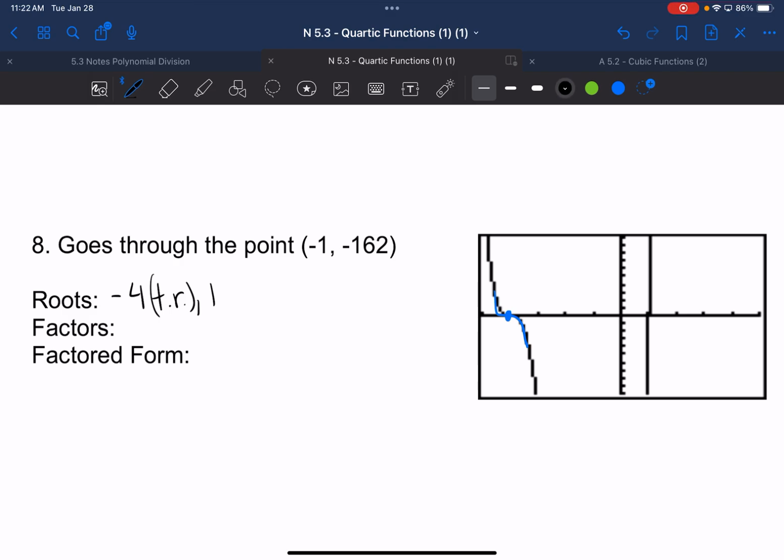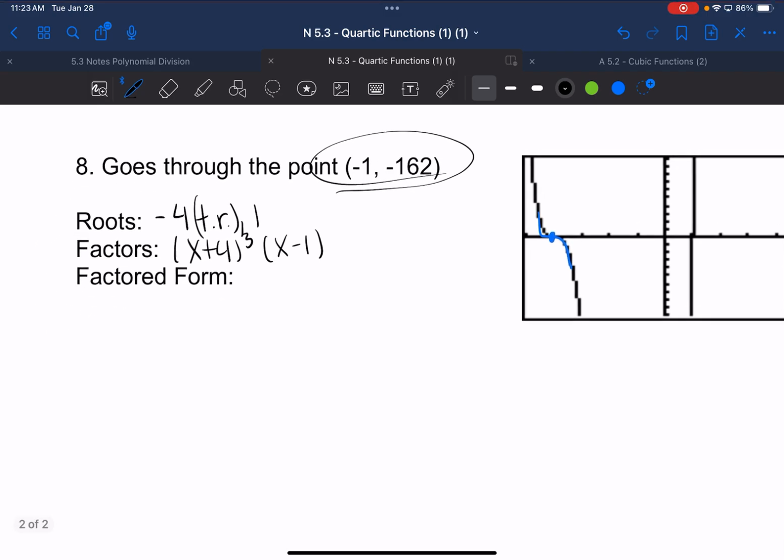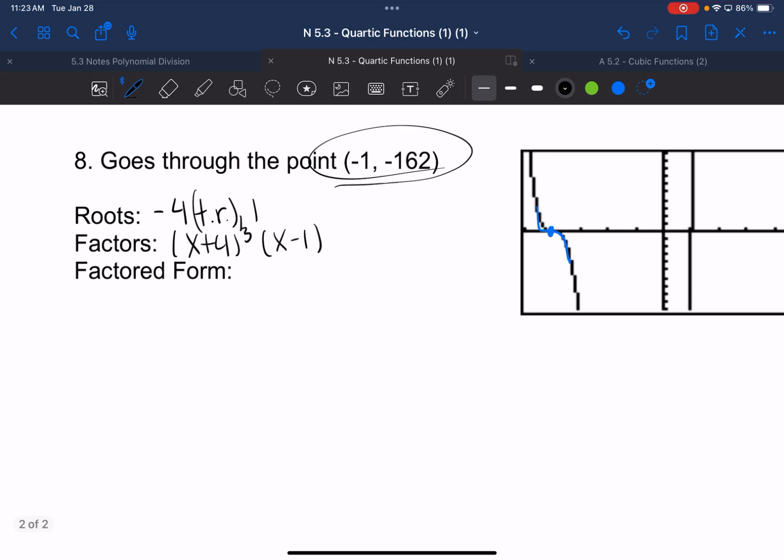Awesome. So what does that mean our factors look like? X plus 4 and x minus 1. Right. Okay. And then they do ask for our equation just in factored form, so that's nice. But they also said it went through this point. So what did we have to do? Find a. Okay. So what did we plug in for our y value?